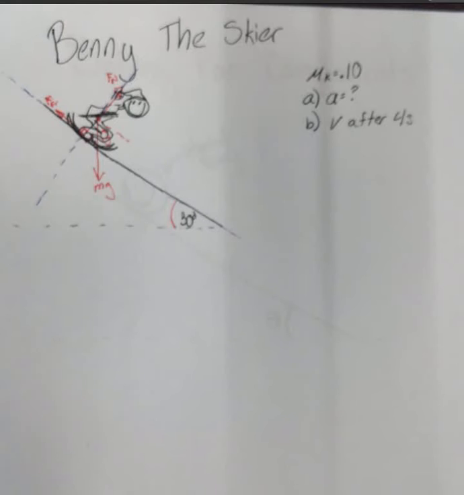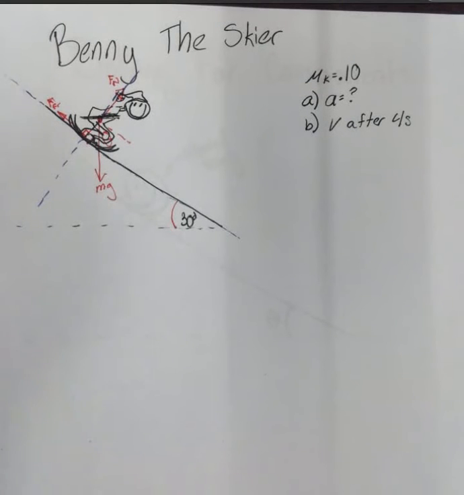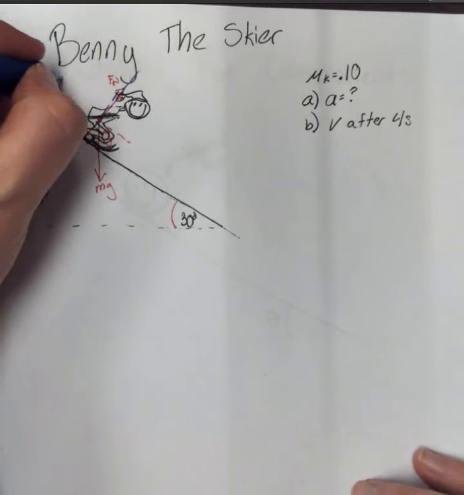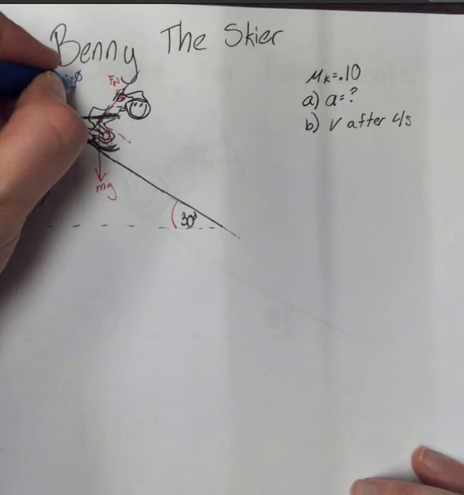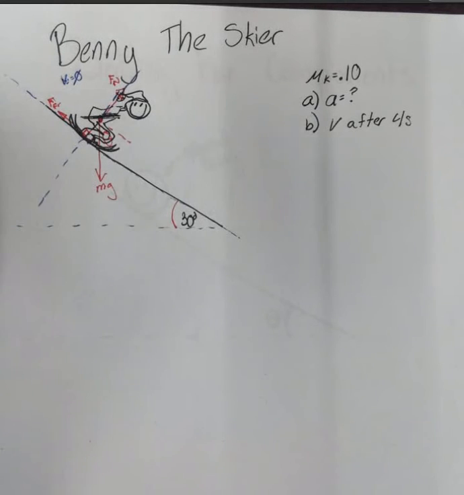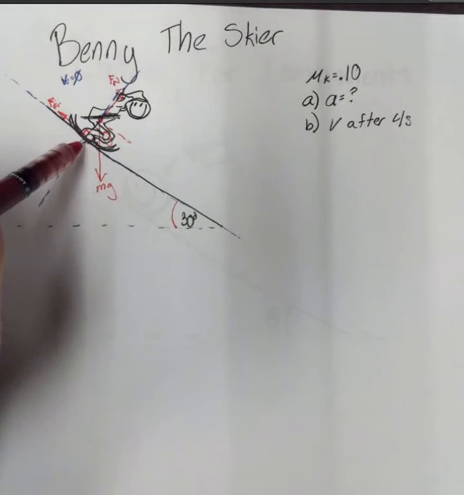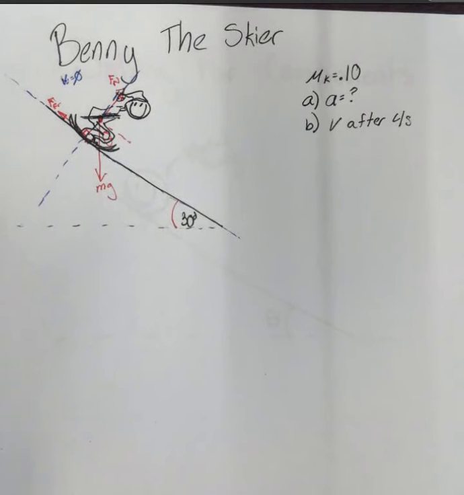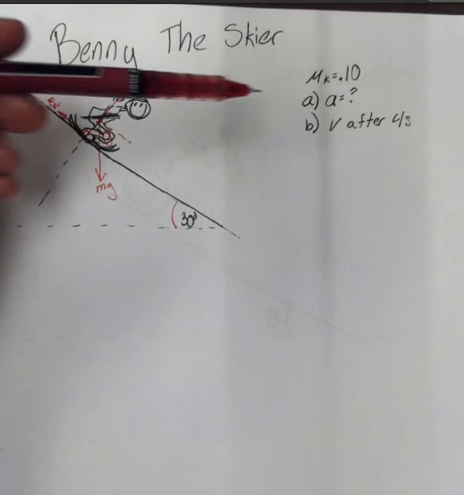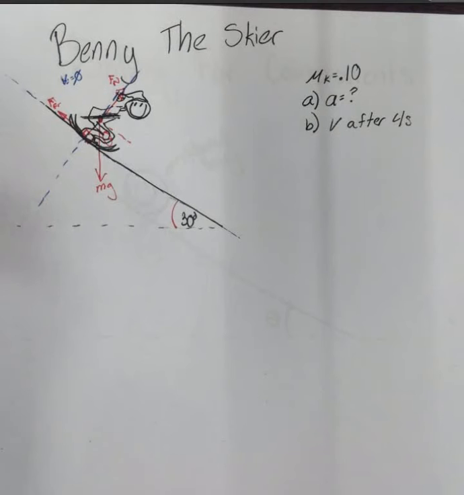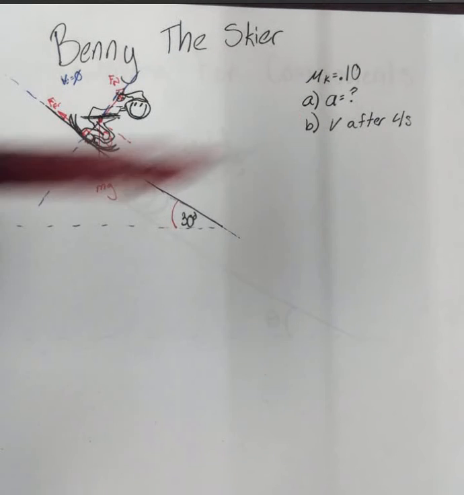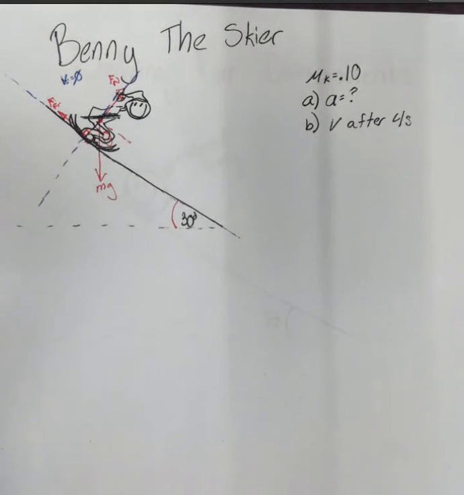Here we have Benny the skier. Benny has been keeping a secret from you that he knows how to ski very well this whole time. In this situation, he is just taking off, so there's a few things that we can assume. One of those things is since he's just taking off, he's taking off from rest. Another thing that we're given is that the coefficient of kinetic friction or sliding friction between the surface and Benny's skis is 0.1. So we want to know what his acceleration is. And once we have that acceleration, we want to be able to calculate his velocity after he's been going down this hill at 4 seconds.